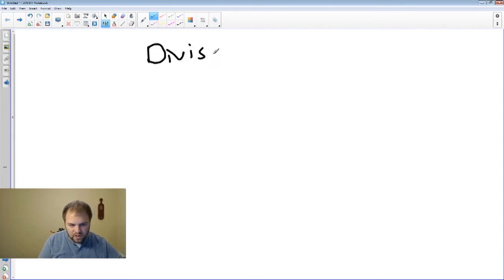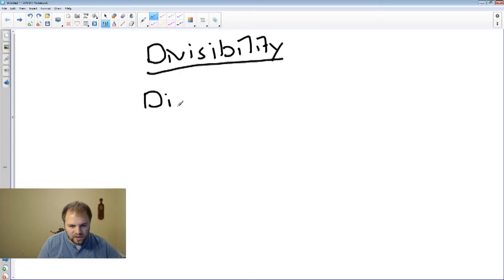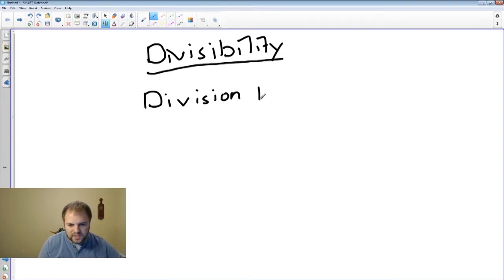So let's get the word divisibility written first. Sorry, my I's and L's are taking over. So divisibility. There we go. If we look at this word, we actually see two things. We see the word division, which is spelled with an N, plus ability.